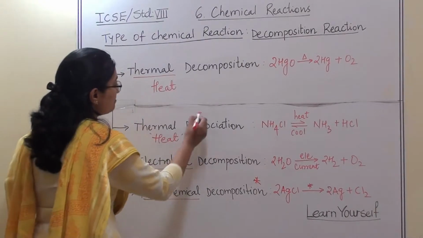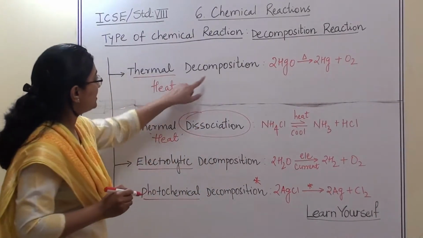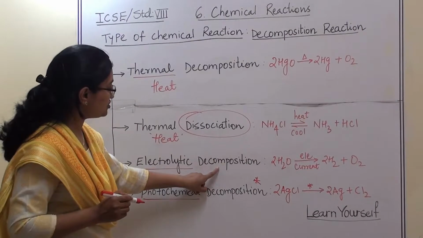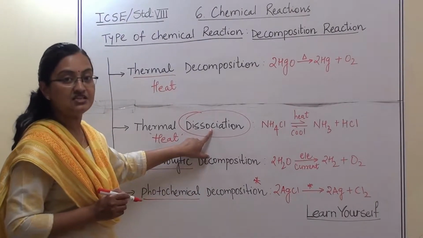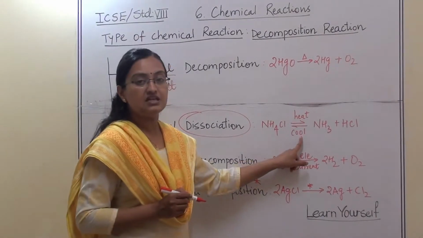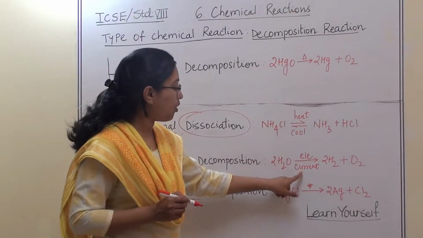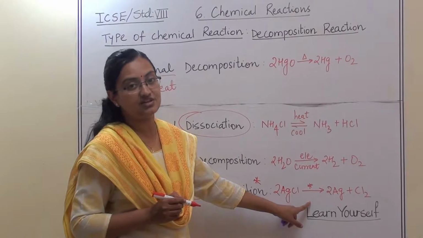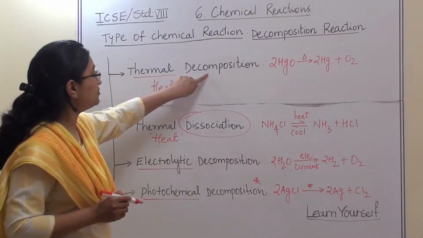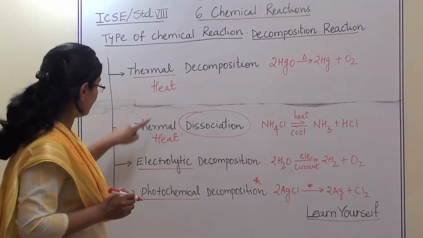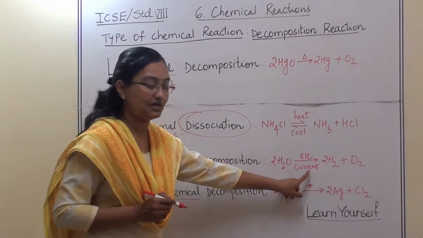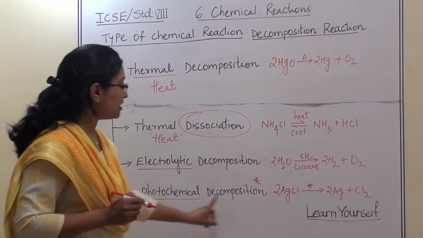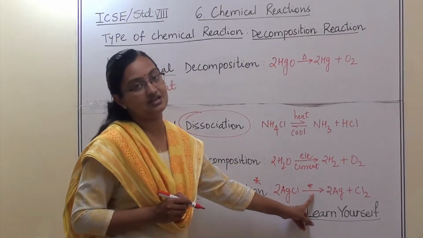Only this name has dissociation. The rest are all decomposition. Since this is dissociation, it is a reversible reaction. The rest are all non-reversible reactions. In thermal decomposition, we are using heat. In electrolytic decomposition, we are using electric current. And in photochemical decomposition, we are using sunlight.